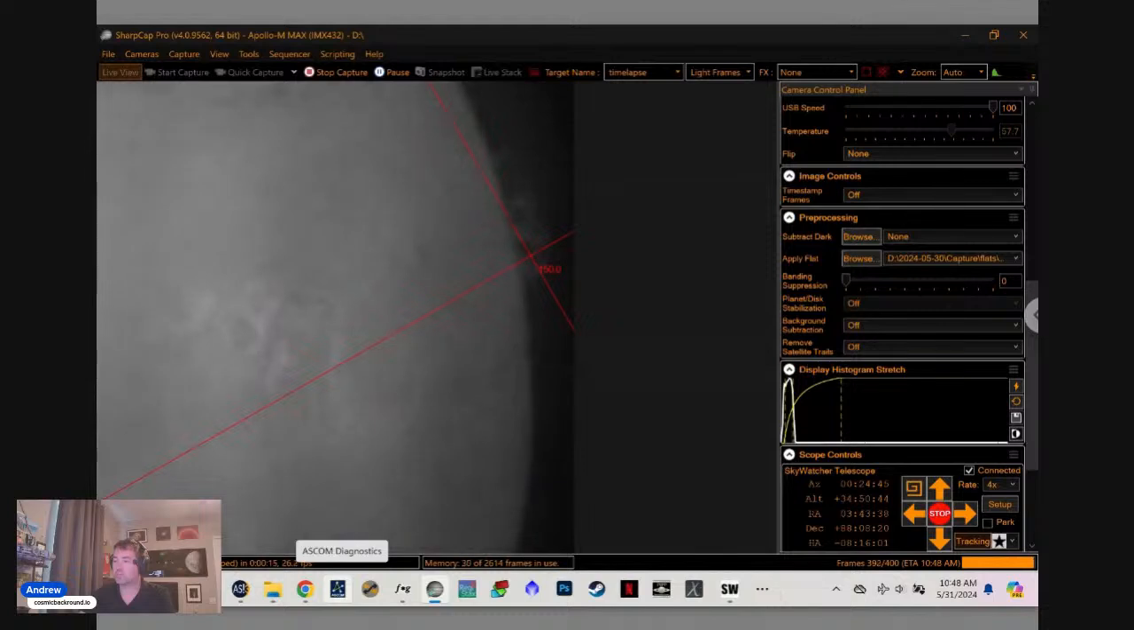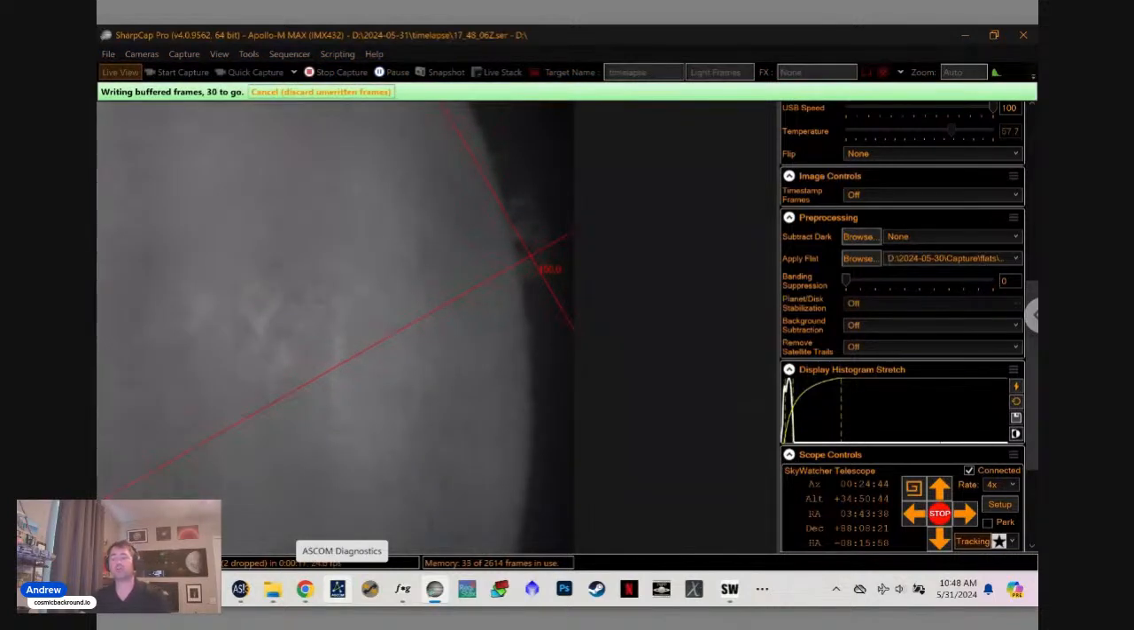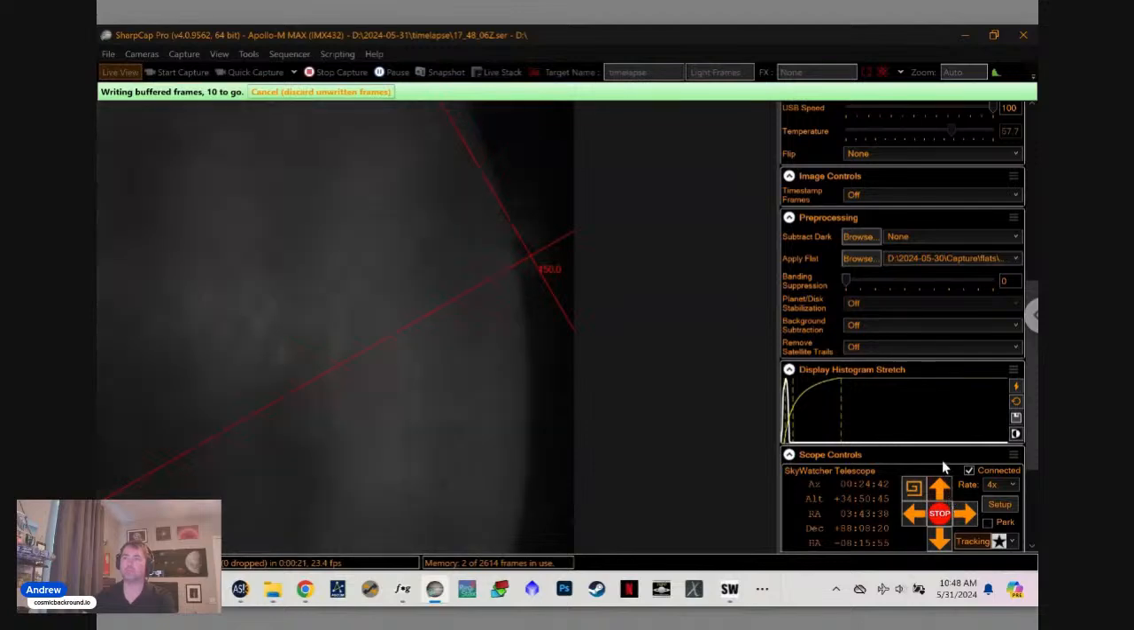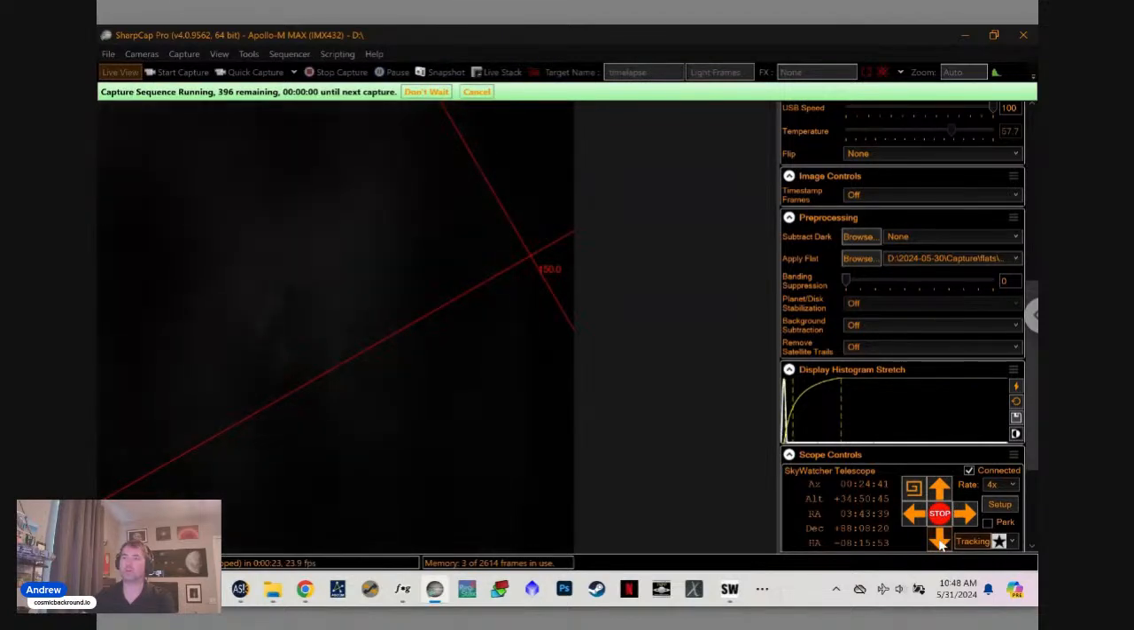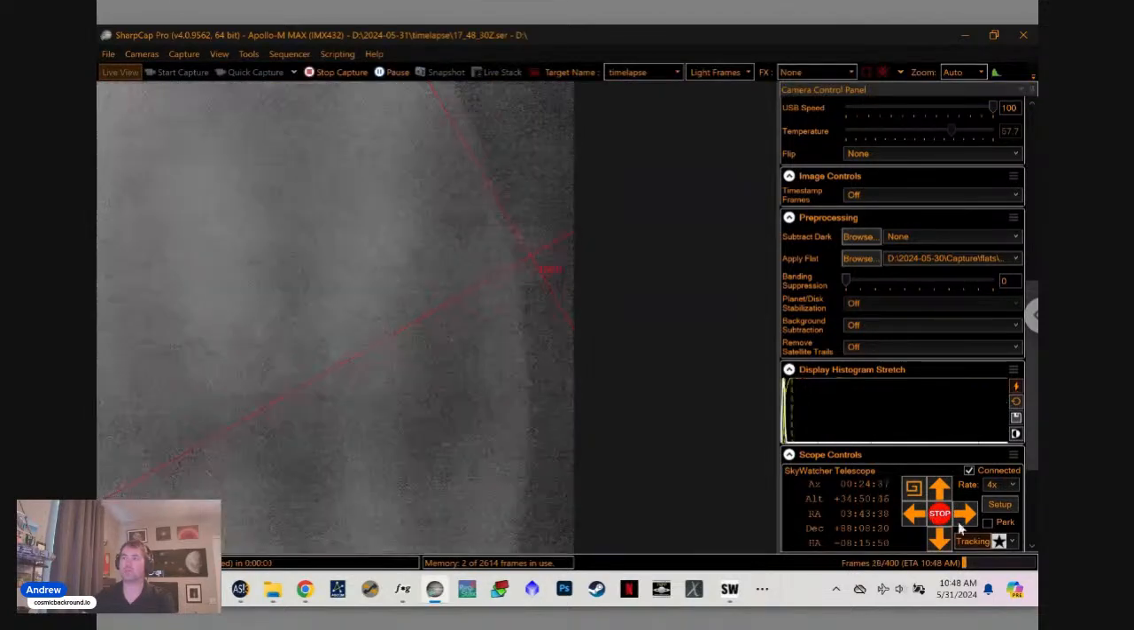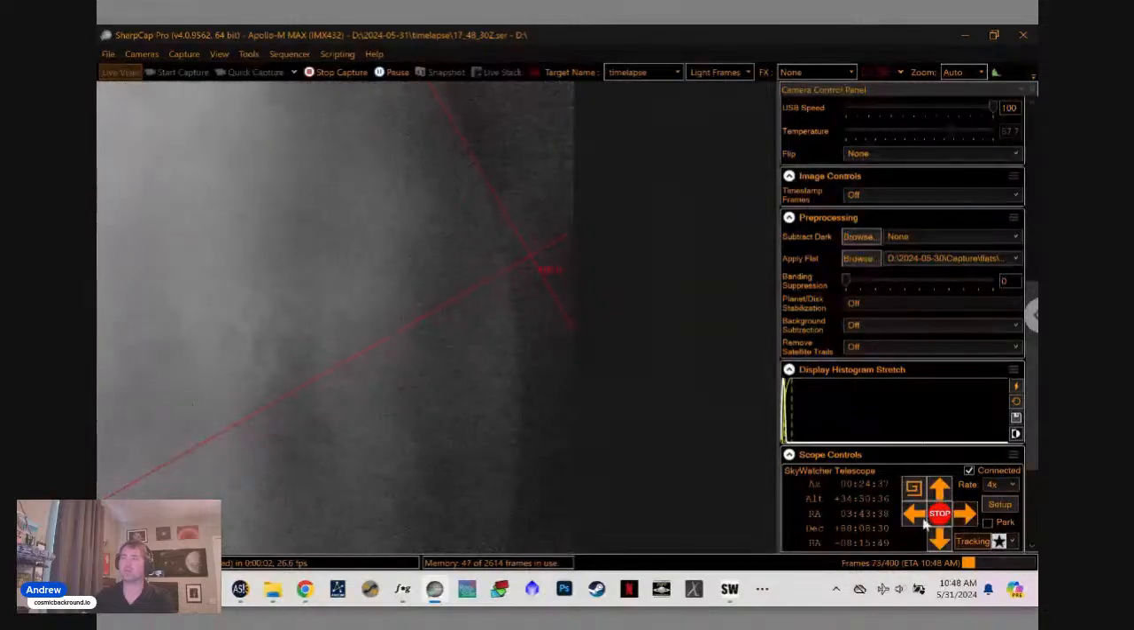Oh, so great question. Is this live footage or previously recorded? This is live. So you want me to move the telescope? I can move the telescope. If you want me to zoom in on something, I can do that.